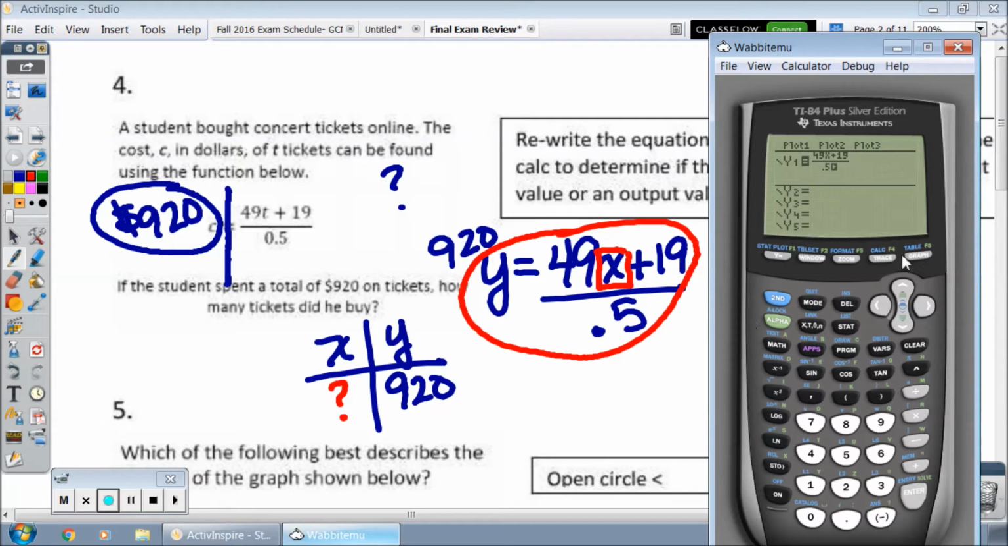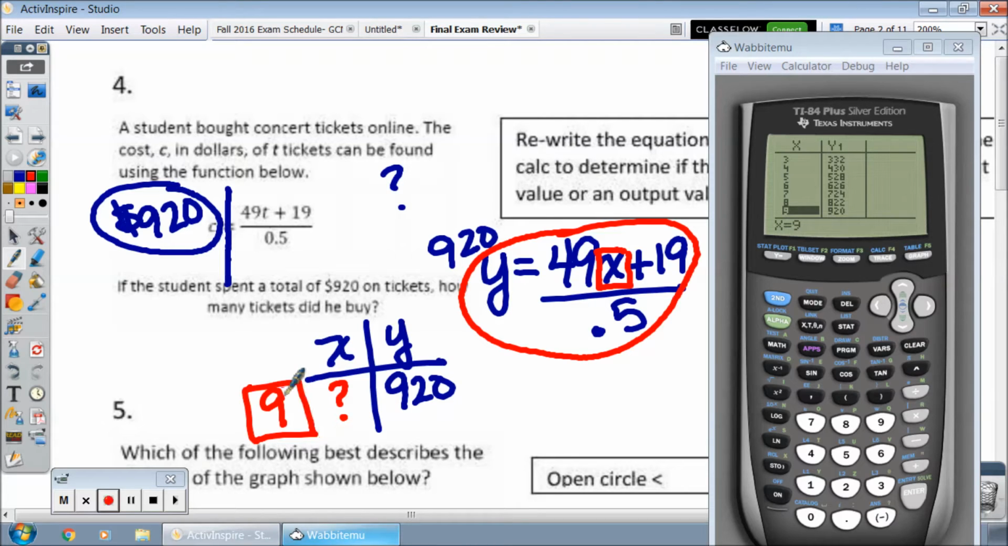To gather data from an equation, we're going to go to the table. These are my inputs and outputs. We're going to look for an output of 920, and if you look, it will give you a value of 9. In fact, if you took 9 and you plugged it in here for x and you multiplied it by 49, watch, I'll show you.